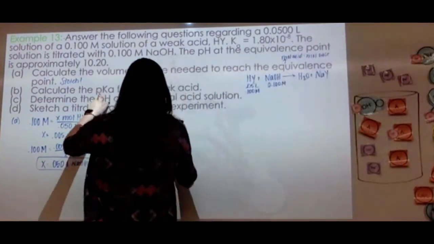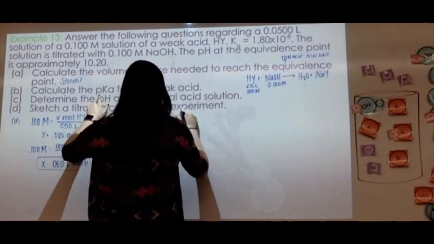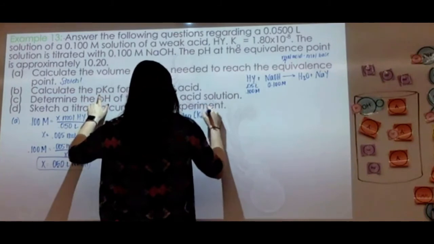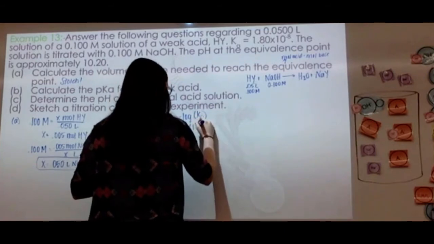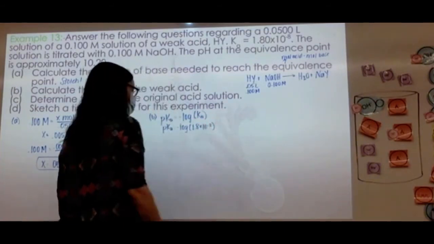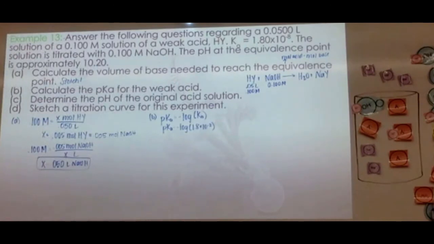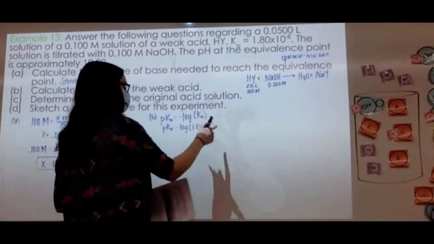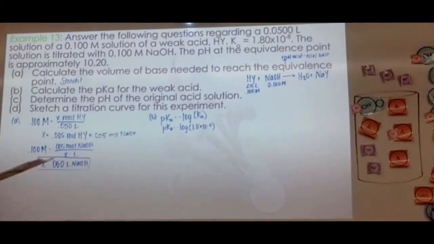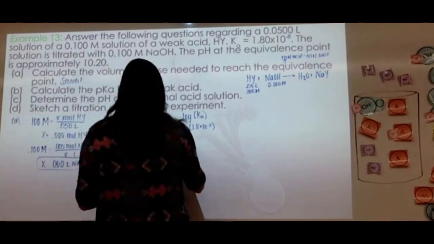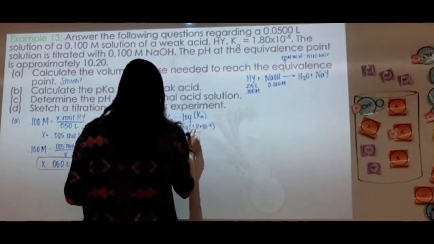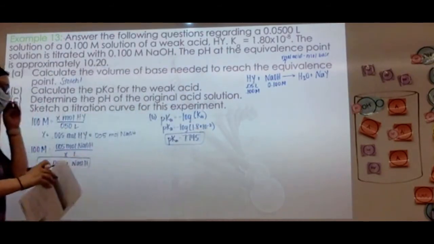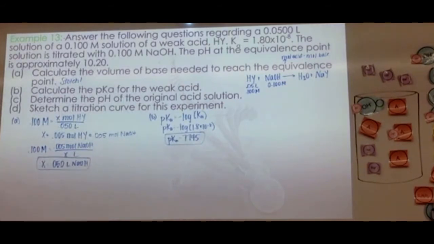What does this lowercase p mean? What do you have to do? Take the negative log of Ka. Take the negative log of 1.8 times 10 to the negative 8. From the estimation, we know it should be somewhere around 8. When you actually plug it in your calculator, the pKa is 7.745.